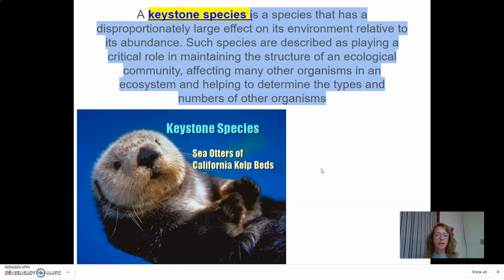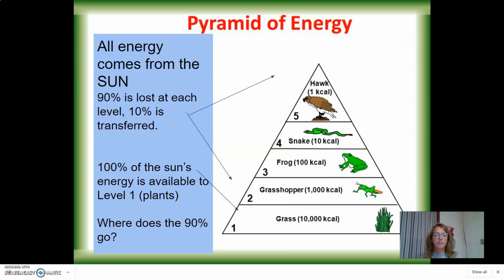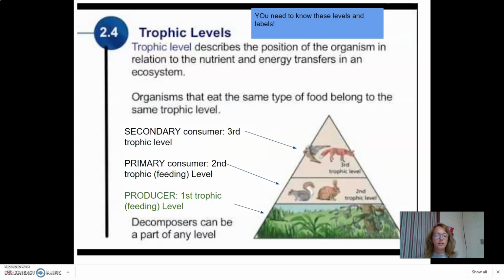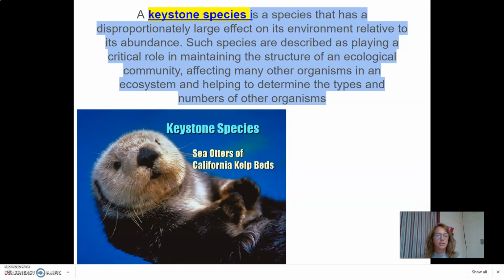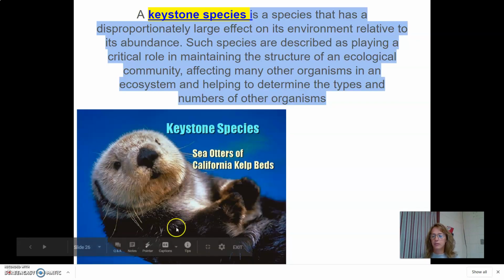You have an assignment now where you're going to create a food chain and try to identify this energy flow and feeding levels and a keystone species. So that is it for now.